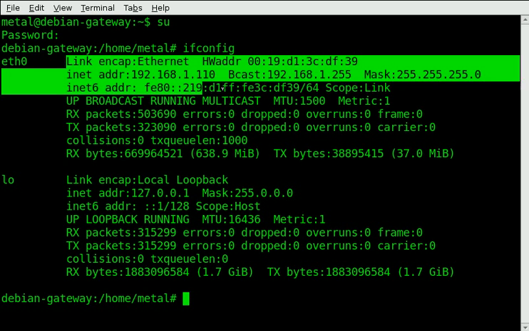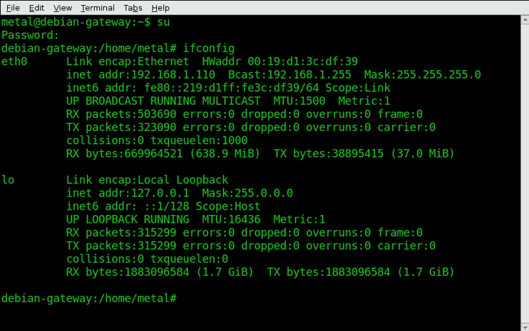And of all this information here, the thing we're really concerned about is right here. This is your local IP address. So if you need to connect to your machine or give someone your IP address so they can connect to you, that would be the address on your local network.